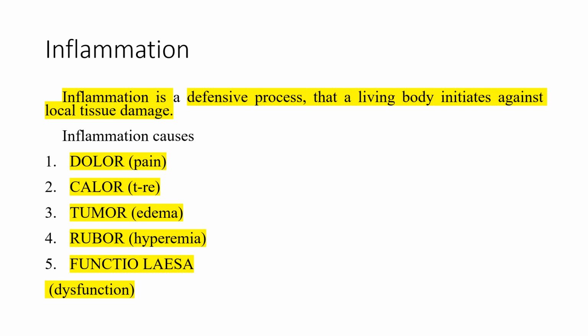And there are five cardinal signs of inflammation. They are pain, temperature, edema, hyperemia, and functio laesa, that is the dysfunction. So wherever there is inflammation, we can observe pain. There is increase in temperature. There is edema. There is hyperemia, that is, the area which has undergone inflammation becomes red in color. And loss of function, like we can't use that particular part.